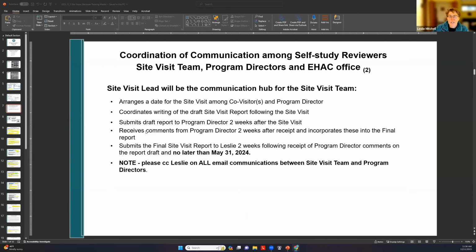The site visit lead is the communication hub for the team, and they will communicate with the program director, and please CC me on all of that. They'll arrange the date, hopefully by December 31st, and then coordinate the writing of the draft site visit report. They'll submit it on the same timeline I just went over, 2 weeks, and then no later than May 31st for the final report and the PowerPoint. And again, please CC me on all the communications. Just keep me in the loop.